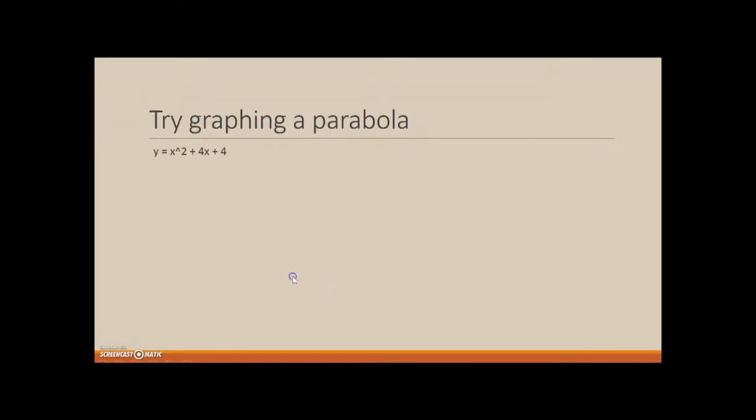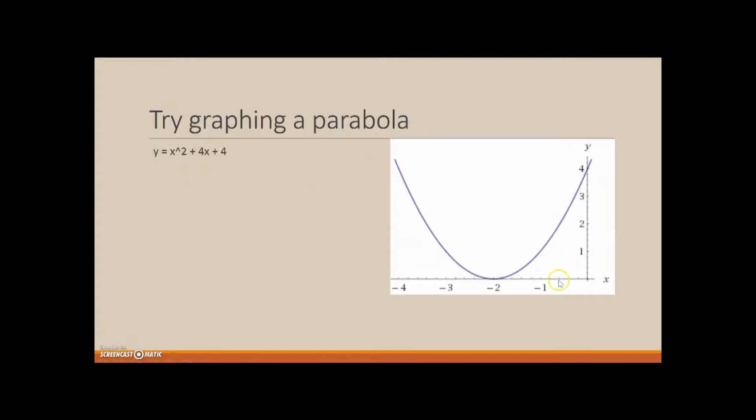Okay, now I want you to graph this parabola. What you should have done when you graphed, it should look like this. And notice that the y-intercept is 4, and your minimum value should have been -2, 0.